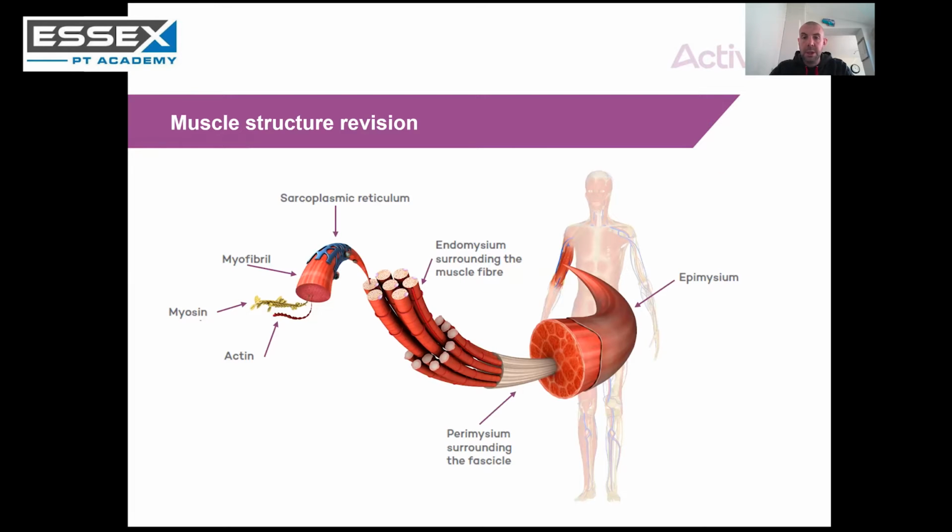So here we go. Here's the answers. So we've got a few bits and pieces here. And if you're looking at this for the first time, this might not make a lot of sense, but hopefully by the end of this, it will. So this is your structure. This is like an exploded diagram of your muscle.